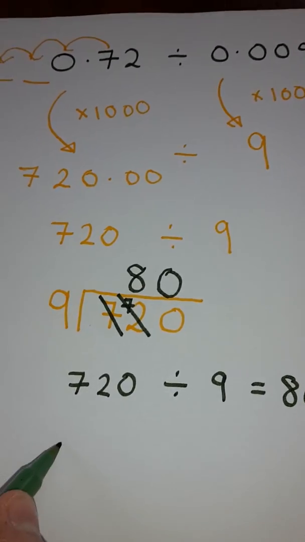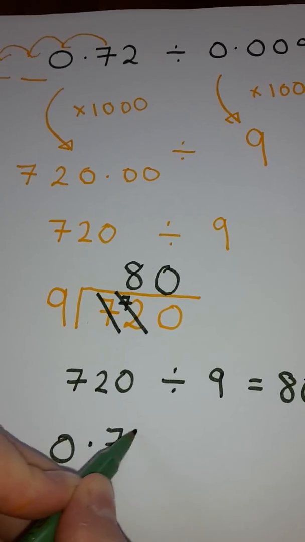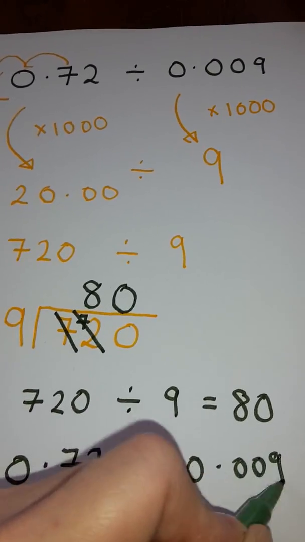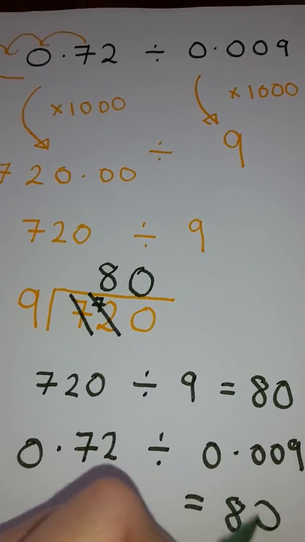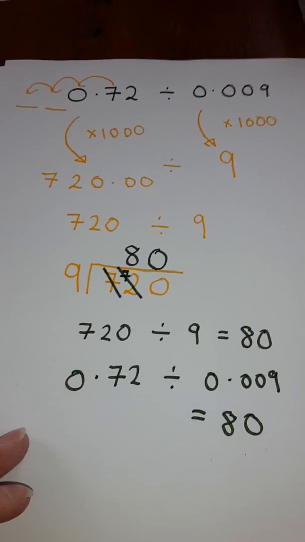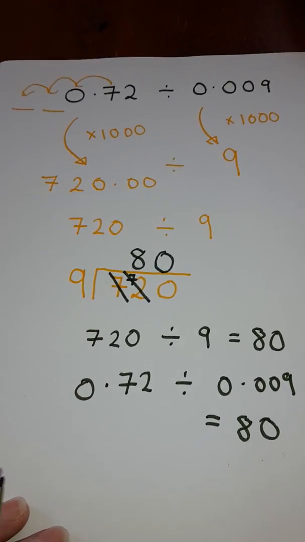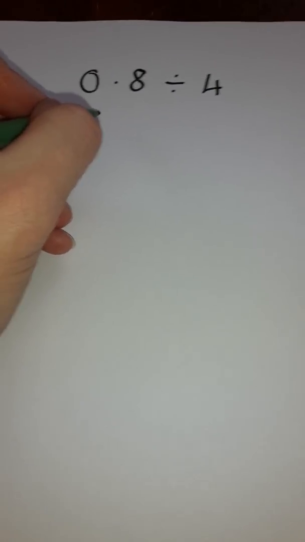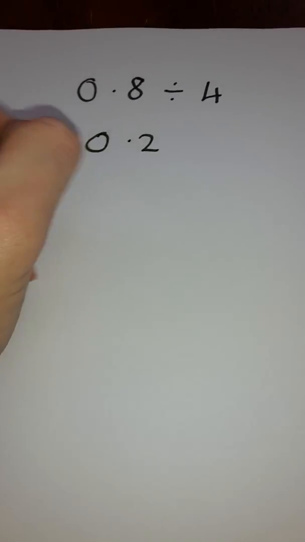It also means that 0.72 divided by 0.009 also equals 80. And I'm going to show you why right now. Notice that 0.8 divided by 4 equals 0.2.